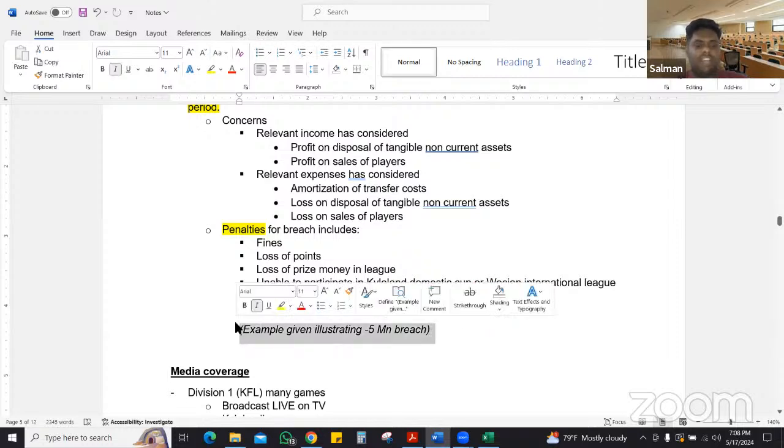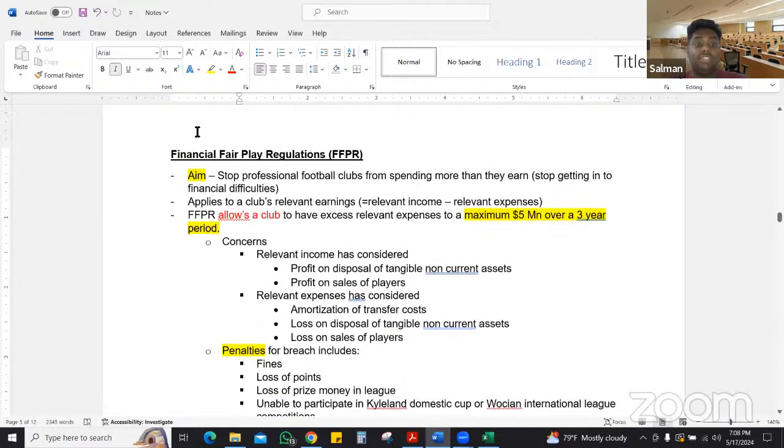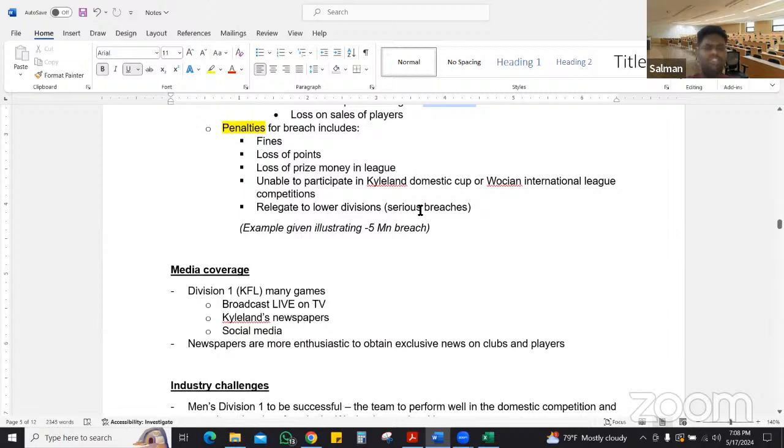The example, that's the exception which I showed. So see these, so this is the involvement of the financial fair play regulations. This is for the betterment of the club.